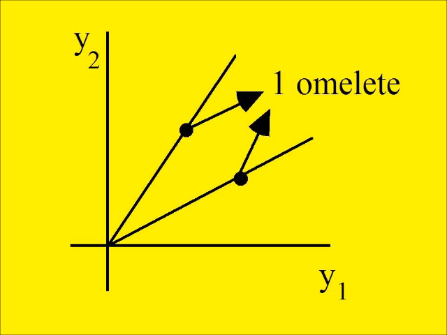interchange labor and eggs in the same ratio and produce somewhere along that ray where the dot would equal one omelet on each ray. Again, the arrows, don't pay attention to them. They just signify it's one omelet.